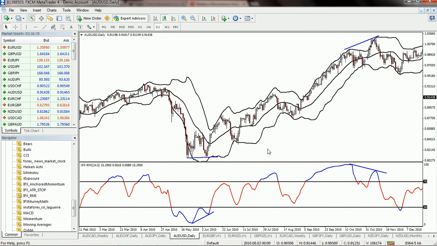So mainly this indicator can be used to identify lows and highs, and you can also use it to identify chart patterns like head and shoulders, triangles, flags, etc. And you can also use this indicator to trade divergence.